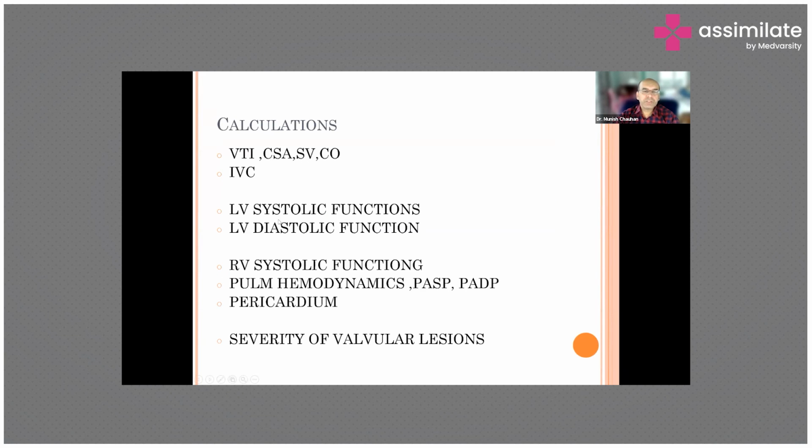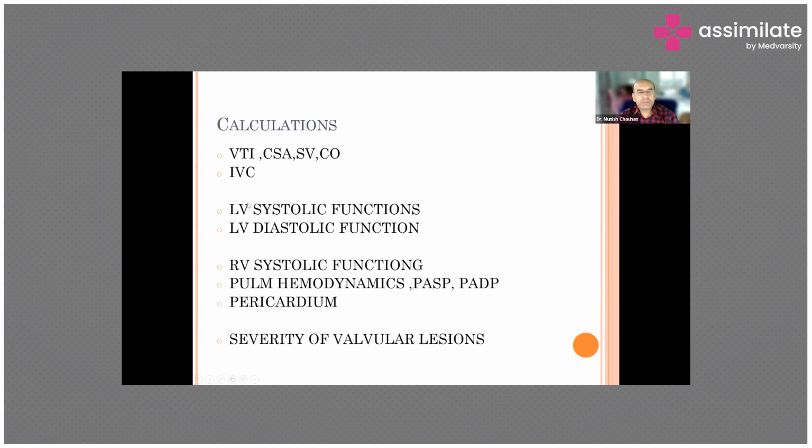So there are a lot of calculations that we might or might not do. Velocity time index is one important thing, along with stroke volume, cardiac output, and IVC assessment. We do these to look for the causes of shock. I'll be covering that in the later part of the lecture. Then LV systolic and diastolic functions, and we'll also see right ventricular function.